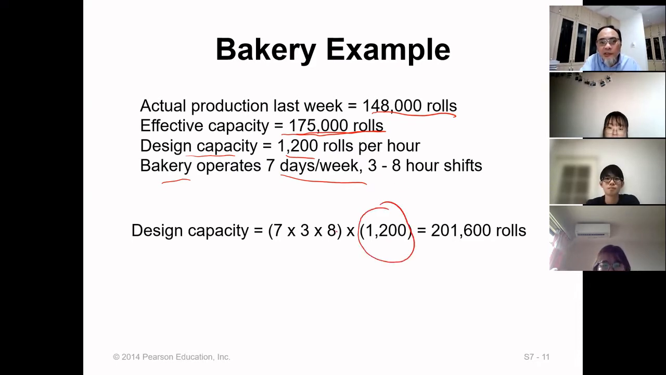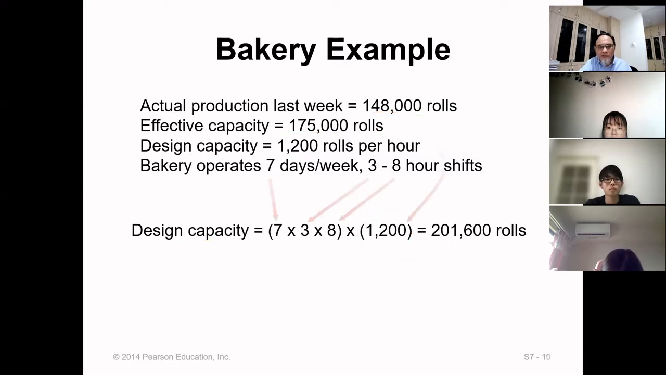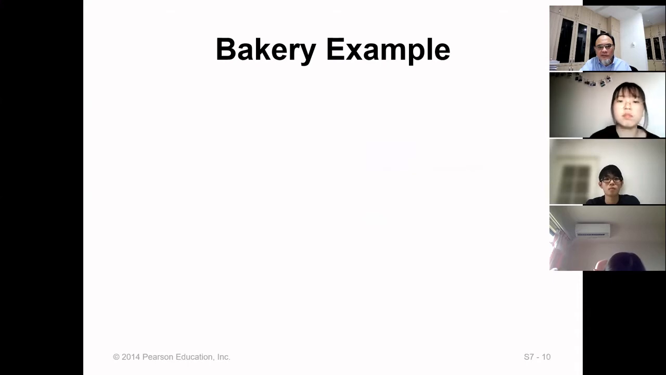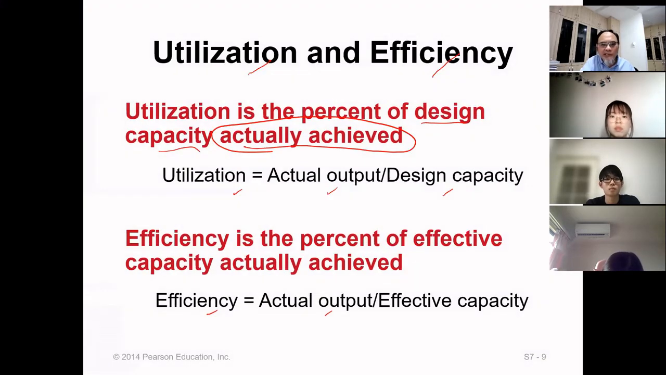So from here you can calculate the number of hours that they work per week, because we want to know the total design capacity per week. Only from here can we calculate the utilization. What is utilization? What's the formula just now for utilization? Previous slide. Utilization is actual output divided by design capacity.